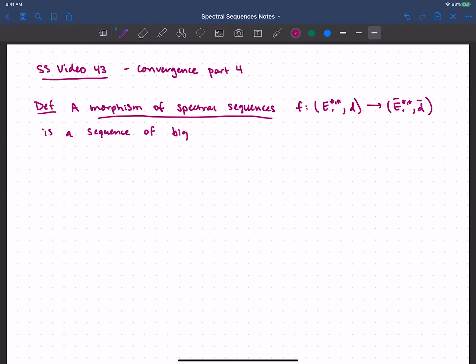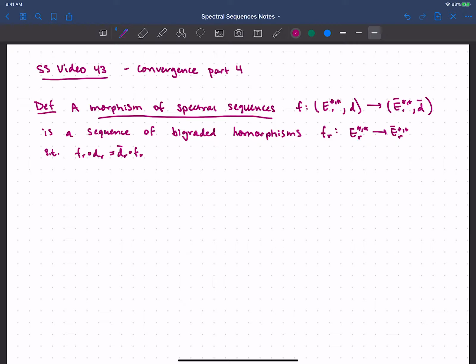Those maps are bi-graded homomorphisms. And so each of those looks like, well, on each page, really this should go from E_r^{p,q} to E-bar_r^{p,q}, but it should be a map of bi-graded modules, so I'll just write star star. Okay, and then it should commute with everything in the sense that if I do f after the differential, it should be the same as the differential after f, of course.